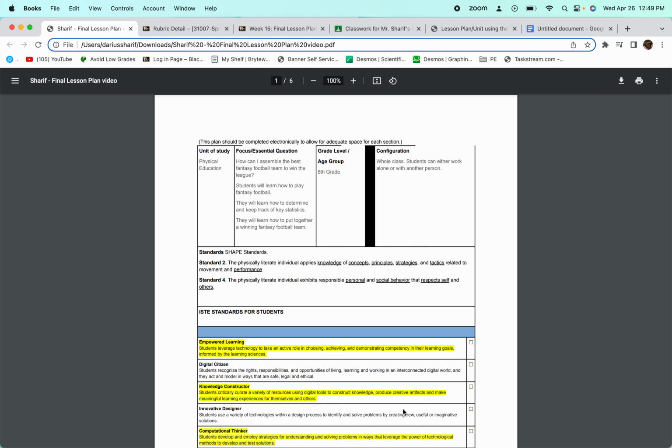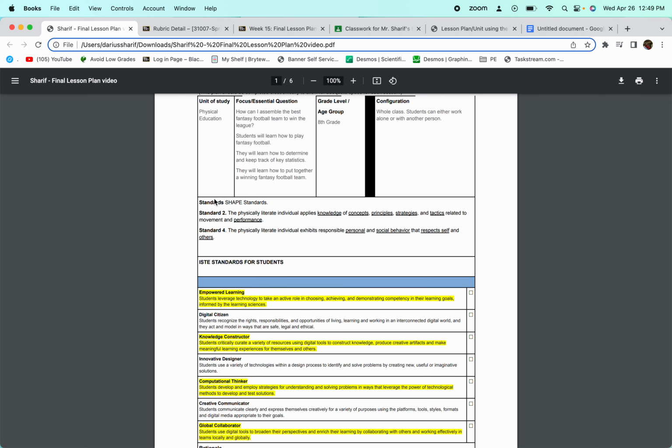The focus and essential question part of this lesson is part of step 3 of the TIP model. Decide on objectives and assessments. So those are some objectives right there. So that's part of step 3. The grade level, this is an 8th grade lesson, and the configuration will be for a whole class. Students either work alone or with another person.